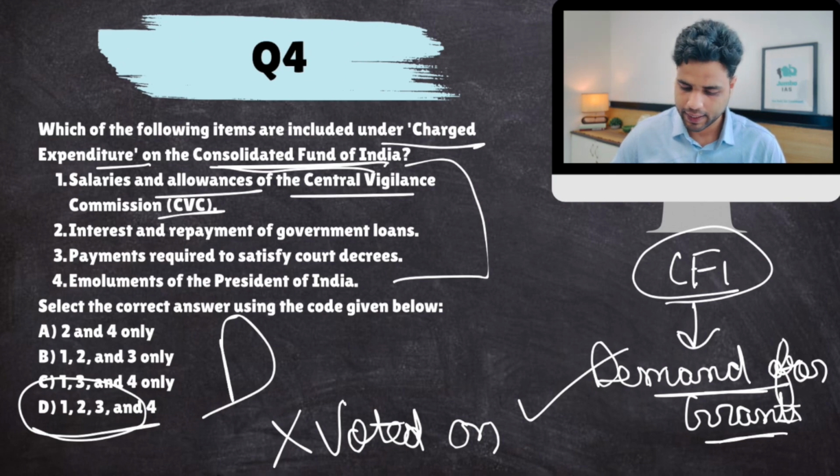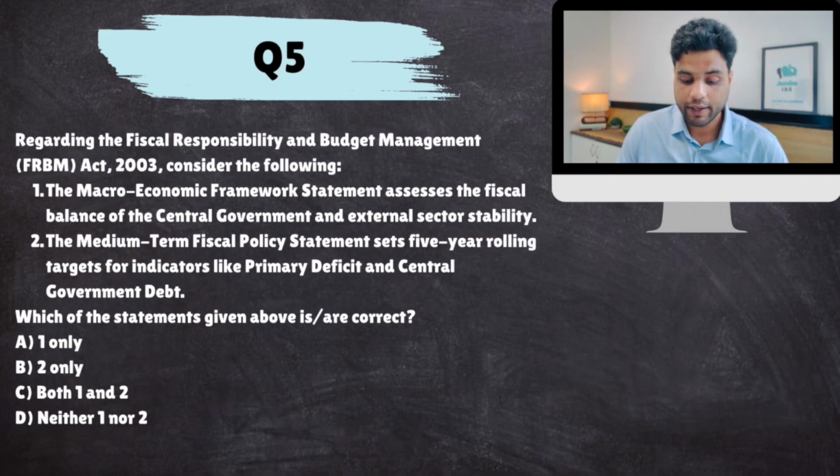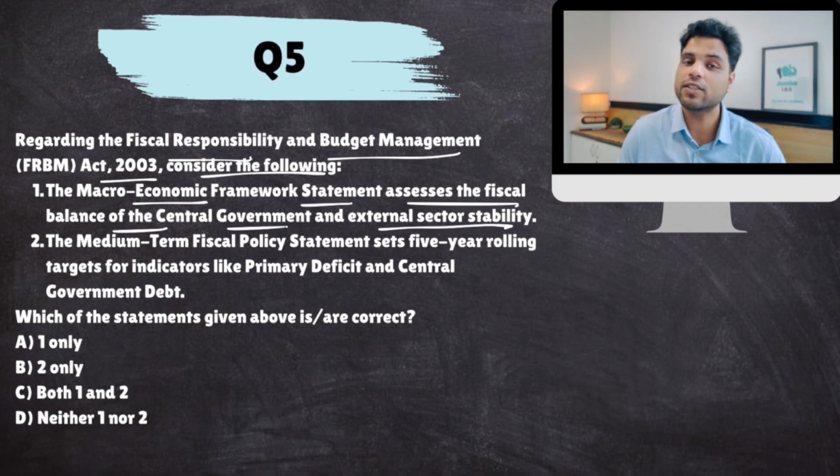All right. Next. Regarding Fiscal Responsibility and Budget Management Act, which we have discussed in Fiscal Policy chapter, consider the following. Macroeconomic Framework Statement assesses the fiscal balance of central government and external sector liability. External sector liability, liability outside India. Okay? Money owed to World Bank, IMF, all the others.